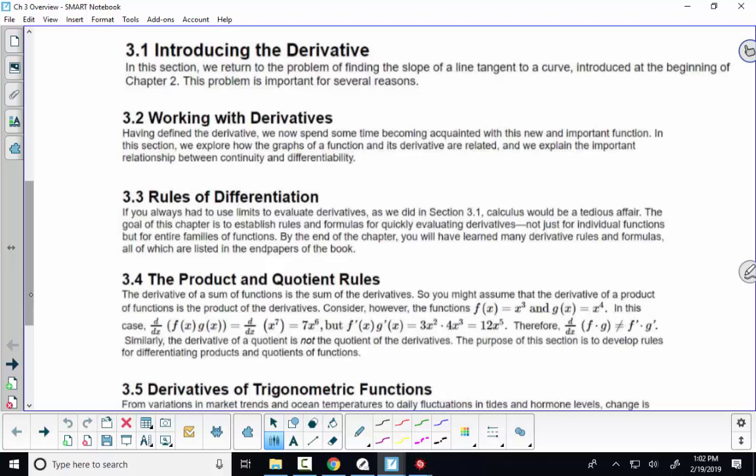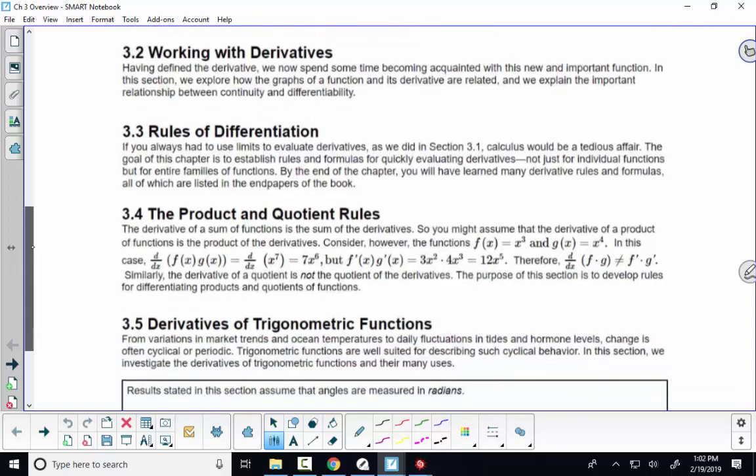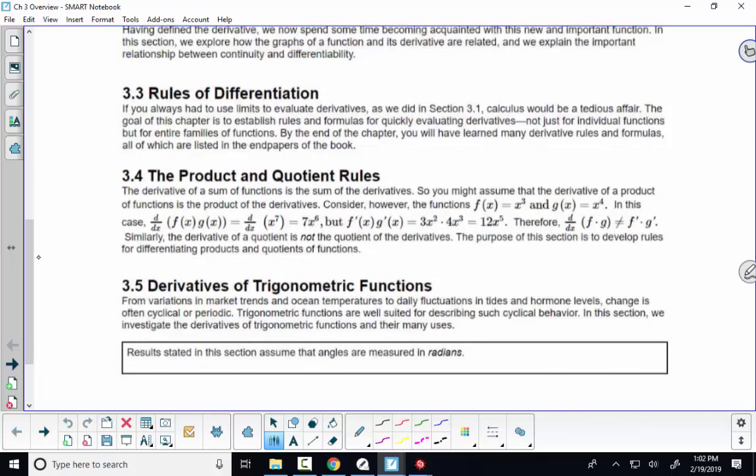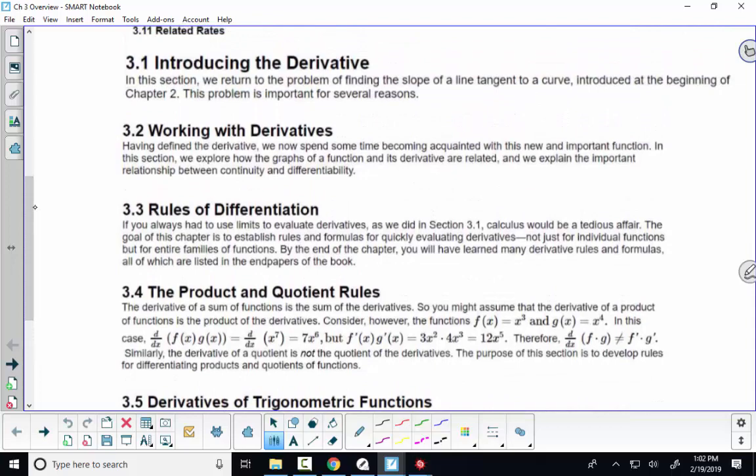In 3.1 we look at how we define the derivative at a point. In 3.2, how do we define the derivative function, and how do we graph derivatives? And in 3.3, we start to look at rules or shortcuts to compute derivatives. And then 3.4 and 3.5 are devoted to different derivative shortcuts for particular types of functions. Honestly, once we hit 3.3, the derivative rules come really quickly, and they all build upon one another.